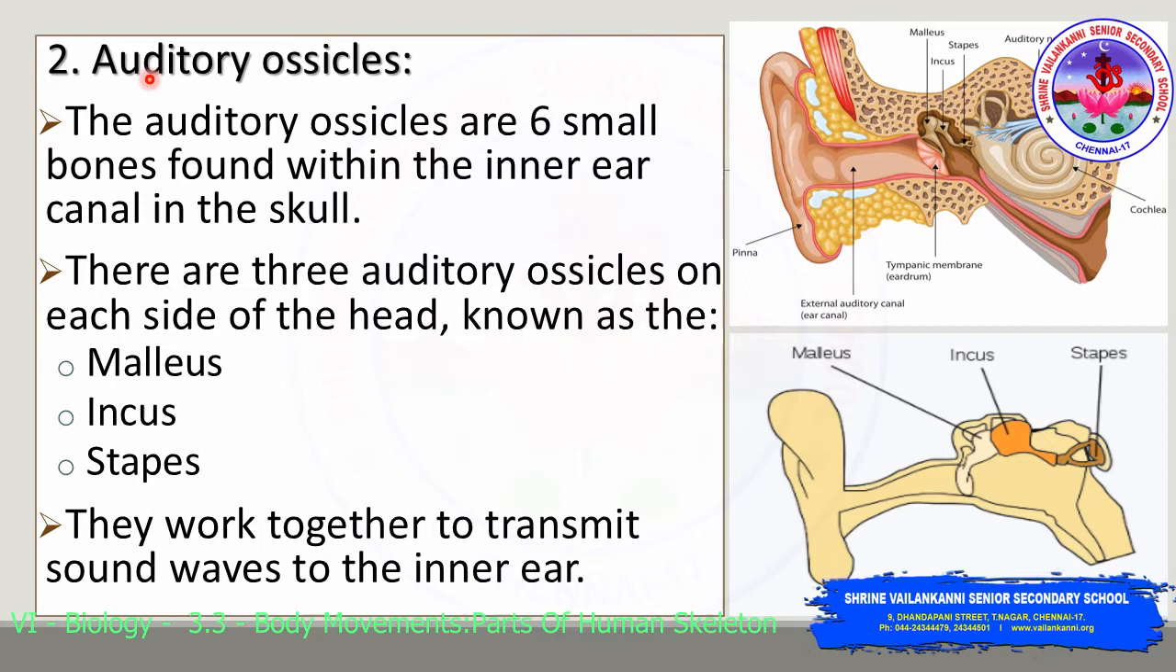The next bone of the axial skeleton is the auditory ossicle. The auditory ossicles are 6 small bones found within the inner ear canal in the skull. There are 3 auditory ossicles on each side of the head. They are known as the Malleus, Incus and Stapes, as you can see in this picture. They work together to transmit the sound waves to the inner ear from the external environment.